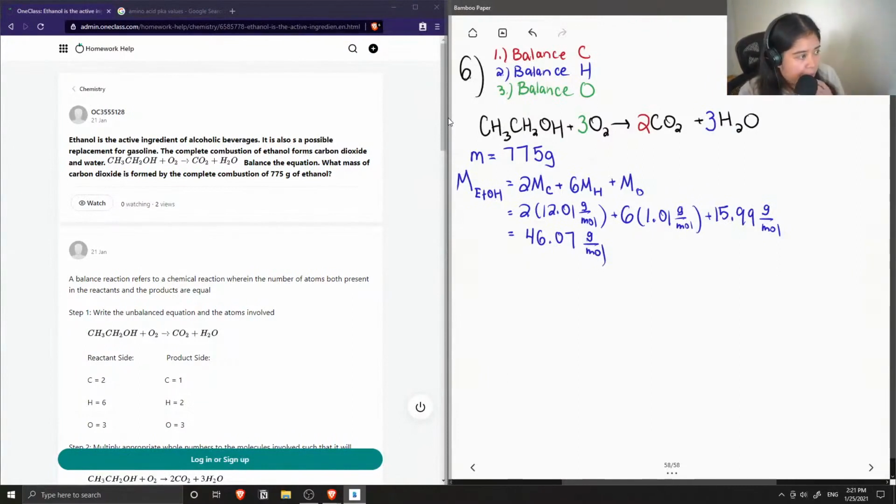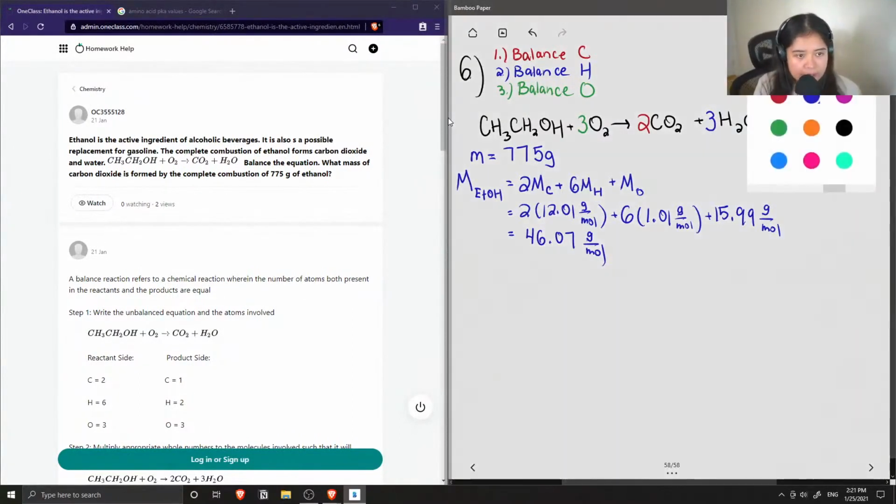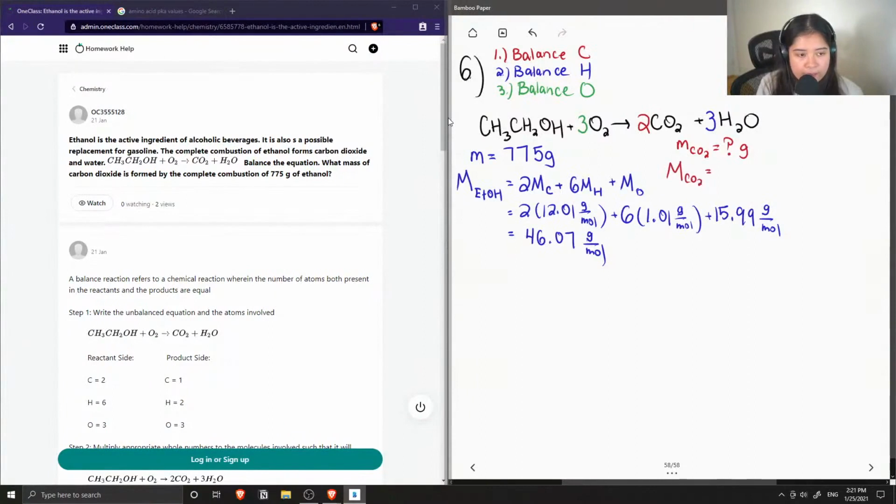Okay, we are looking for the mass of carbon dioxide, so let me do this in a different color. Mass of CO2 is equal to grams. We can also find the molar mass of CO2 using the same method as earlier: 12.01 plus 2 times 15.99 gives us a molar mass of 44.01 grams per mole. Okay, this is everything that we are given in the question.